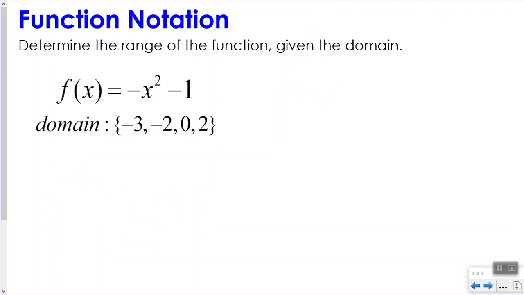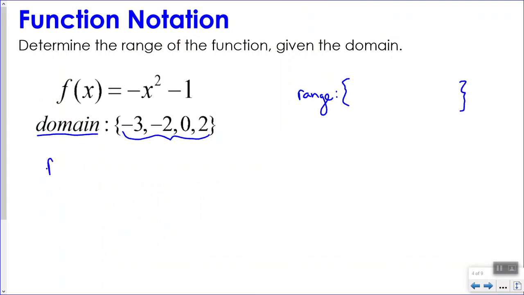Now, sometimes we're going to be given the domain of a function and asked to find the range. All this means is that we're going to plug in each of these values for x and find the corresponding y value. Then we'll write our answer in a set just like the domain. So my final answer will be some group of numbers inside the brackets.